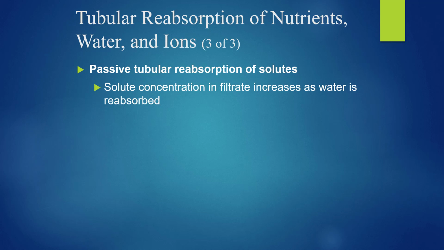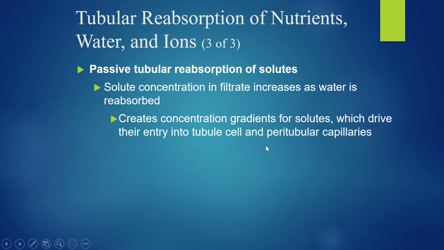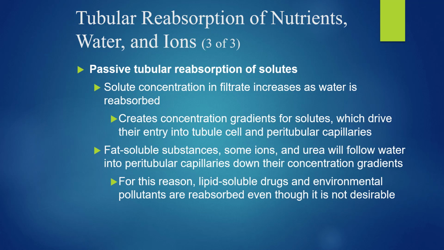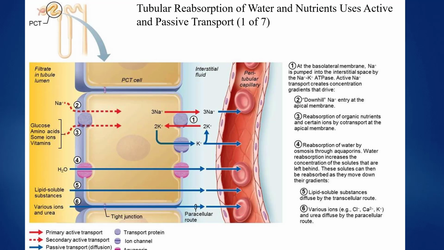So, in the passive tubular reabsorption of solutes, solute concentration in the filtrate increases as water is reabsorbed. This creates concentration gradients for solutes, which drives their entry into the tubule and the peritubular capillaries. Fat soluble substances, some ions, and urea will follow water into the peritubular capillaries down their concentration gradient. And for this reason, lipid soluble drugs and environmental pollutants are reabsorbed even though they are not desirable.